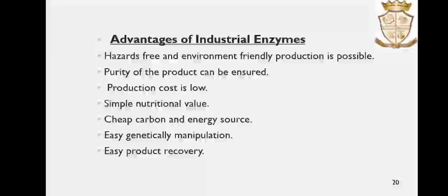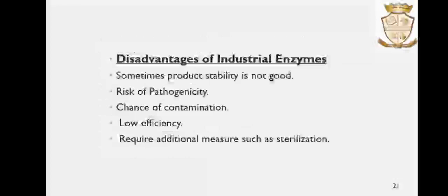Advantages of industrial enzymes. Hazard-free and environment-friendly production is possible. Purity of the product can be ensured. Production cost is low. Simple nutritional requirements. Cheap carbon and energy source. Easy genetic manipulation. Easy product recovery.